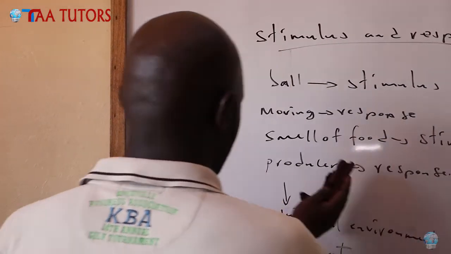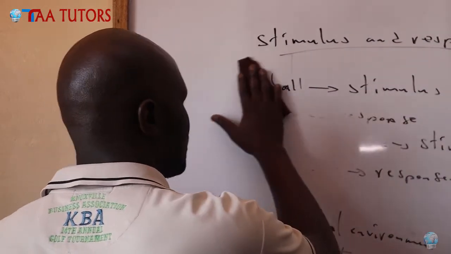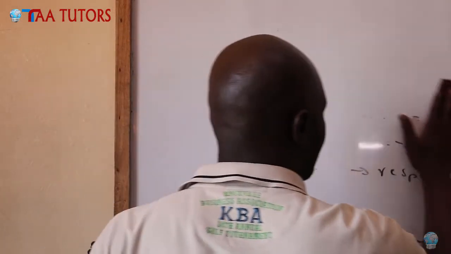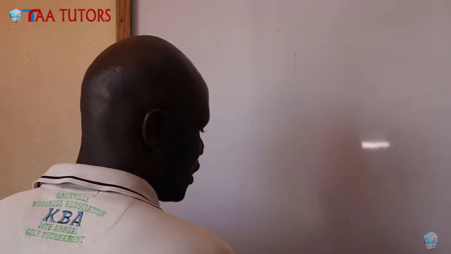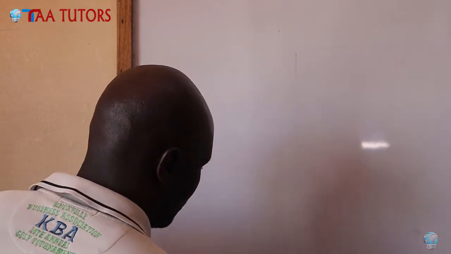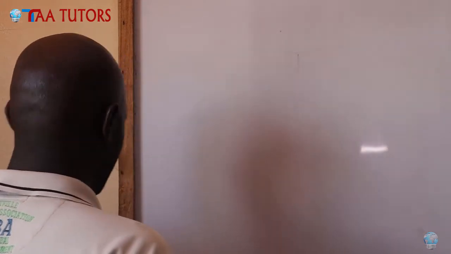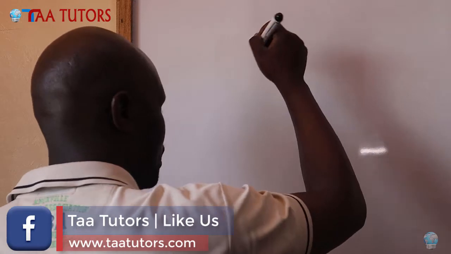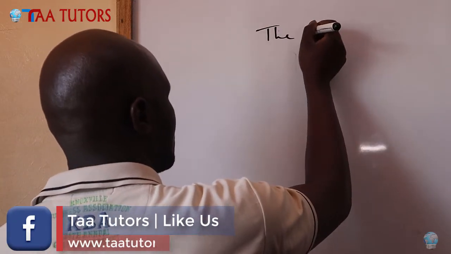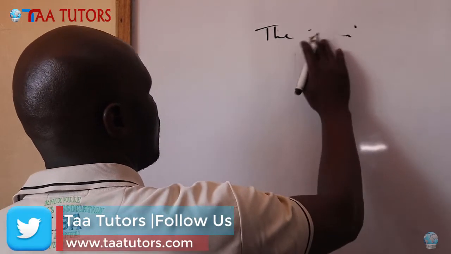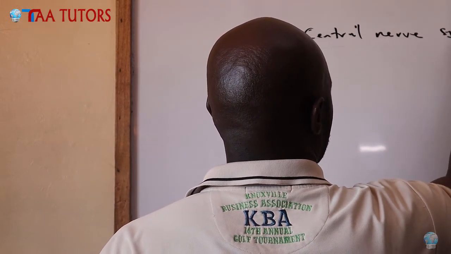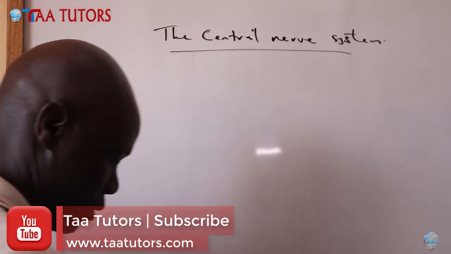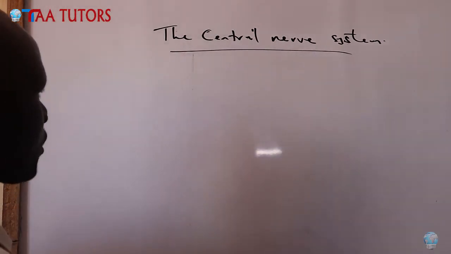Now, the next thing that I really want us to understand is that we are talking about the system that involves the transmission of the impulse and the interpretation of this particular impulse so that we can coordinate it. Normally in human beings, this impulse coordination involves two organs. The first organ that we are talking about is the nerve system. We can refer to it as the central nervous system. This is one system that we should try to understand, the central nervous system.